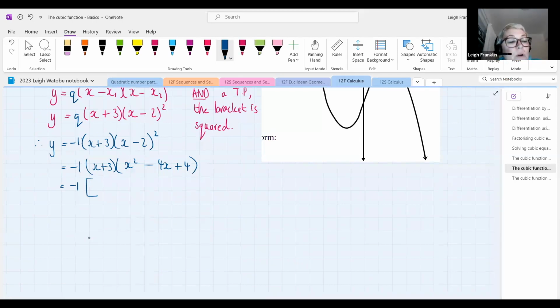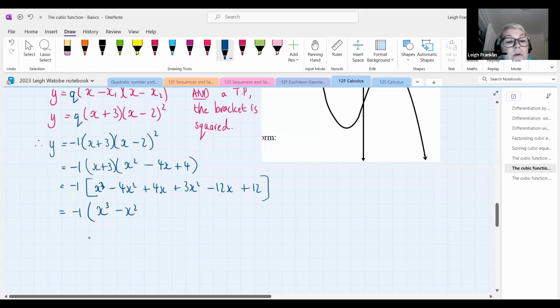This would leave us with x squared minus 4x squared plus 4x plus 3x squared minus 12x plus 12. And again, I'm going to leave the -1 on the outside. Collect, oh, sorry, that should be a cubed. x cubed minus x squared minus 8x.